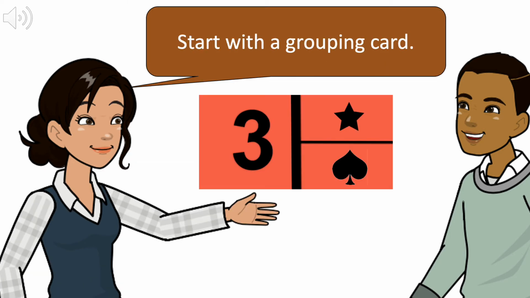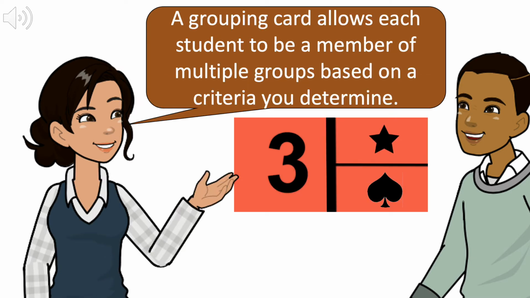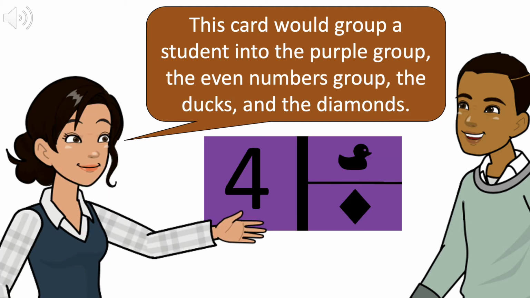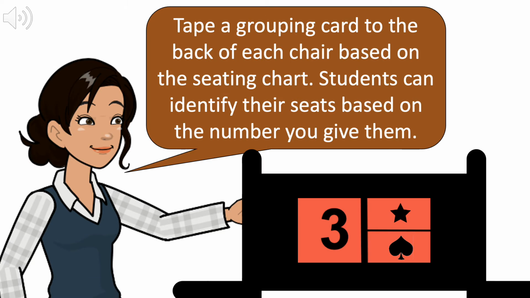Start with a grouping card. A grouping card allows each student to be a member of multiple groups, based on a criteria you determine. This card would group a student into the red group, the odd numbers group, the stars, and the spades. This card would group a student into the purple group, the even numbers group, the ducks, and the diamonds. Tape a grouping card to the back of each chair based on the seating chart. Students can identify their seats based on the number you give them.